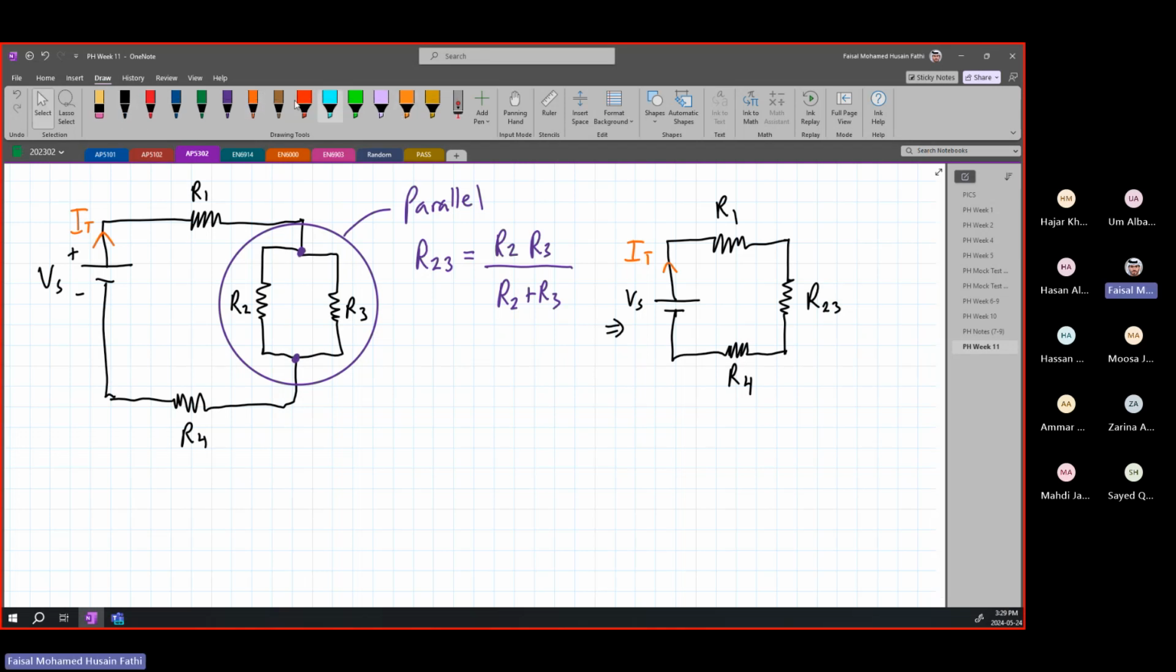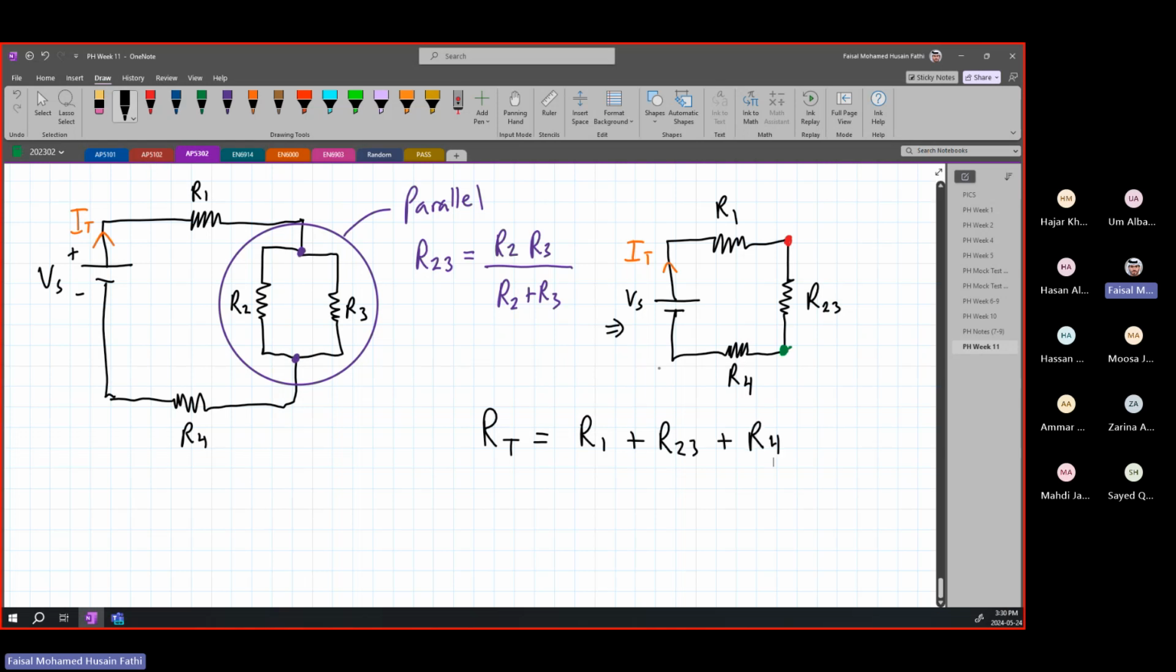Again, same idea. Here, we're going to look at their connections. If you notice, there's 1 point of connection between R1 and R23, and there's 1 point of connection between R23 and R4, all right? Let me actually use different colors so that there's no confusion. And there's one point of connection here between R4 and R3. So we know that all these three are in series. So now we can say that our R total is equal to R1 plus R23 plus R4.